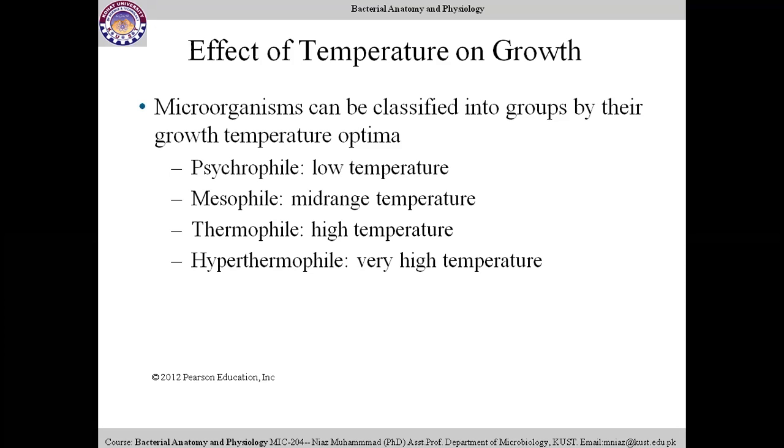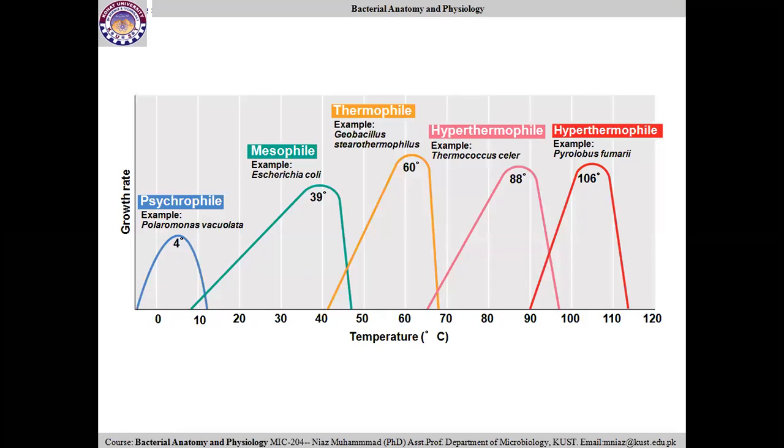So, on the basis of temperature range, microbial groups have been divided into four groups. Psychrophile microbes can grow at low temperature. Mesophile microbes can grow at mid-range temperature. Thermophile microbes can grow at high temperature. Hyperthermophile microbes grow at very high temperature. So we can see it in the slide.